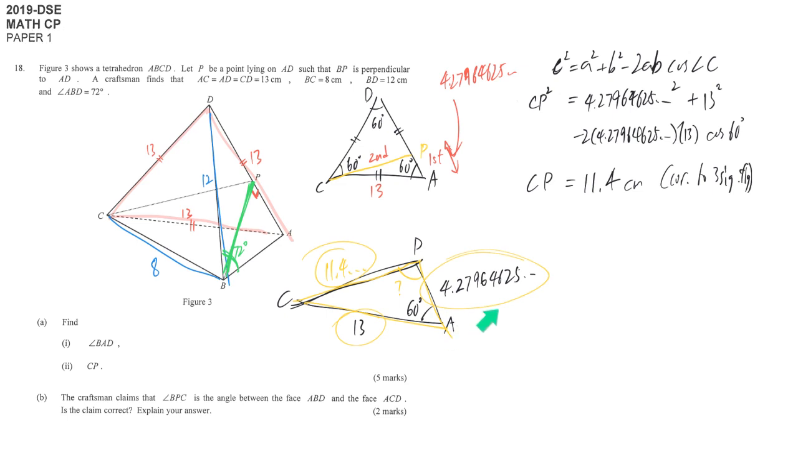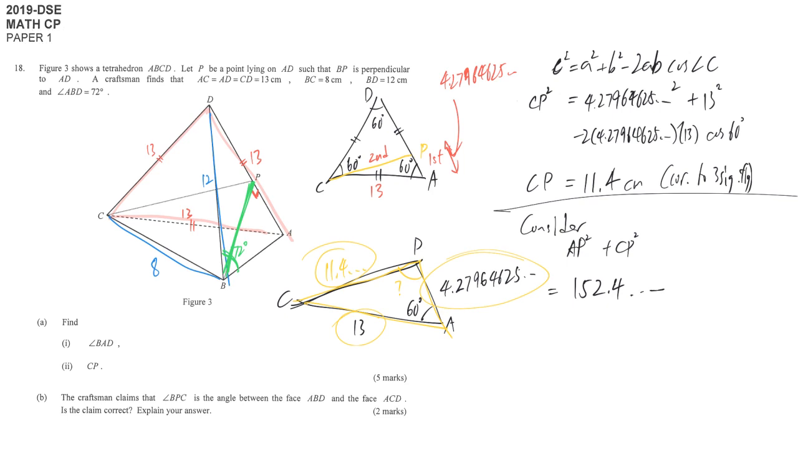By the converse of Pythagoras' theorem, if we can prove that AP squared plus CP squared is equal to AC squared, then this is 90 degrees. If not, then this is not 90 degrees. Then we can make the decision. So we are going to consider AP squared plus CP squared here. Then it is 152.4 something.